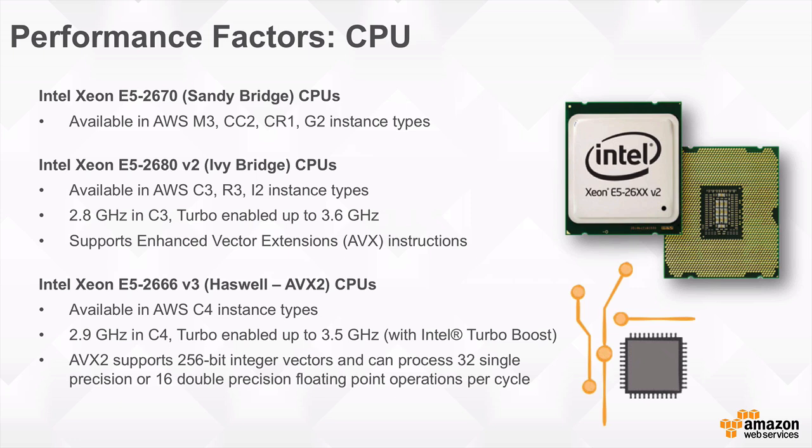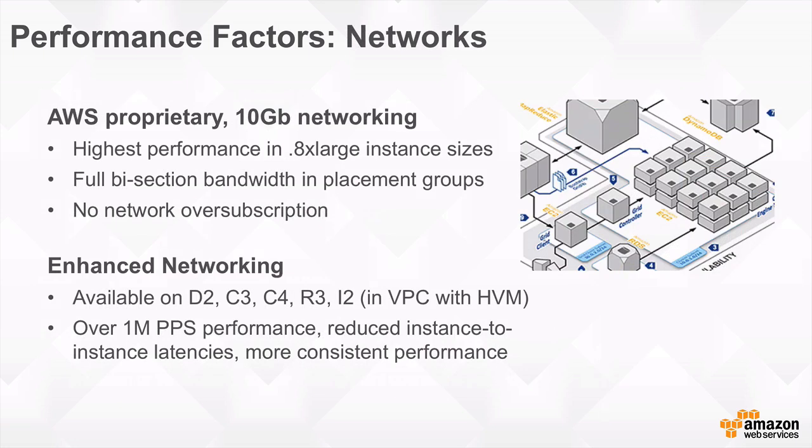And then in the latest generation, in the C4, we have an even newer Intel Haswell. This is the E5-2666 v3 Haswell. And this is a special CPU that's been developed in conjunction with Intel specifically for AWS, offering higher clock speeds, so 2.9 gigahertz in the C4 with turbo enabled up to 3.5 gigahertz. And this supports the AVX2 enhanced vector extensions, as well as supporting some other features such as crypto extensions as well. So if you need more details on that, you can find those on the product detail page if you look at the C4 instance family. And of course, once again, if your compiler supports those extensions, you can take advantage of the performance benefits that those will provide.